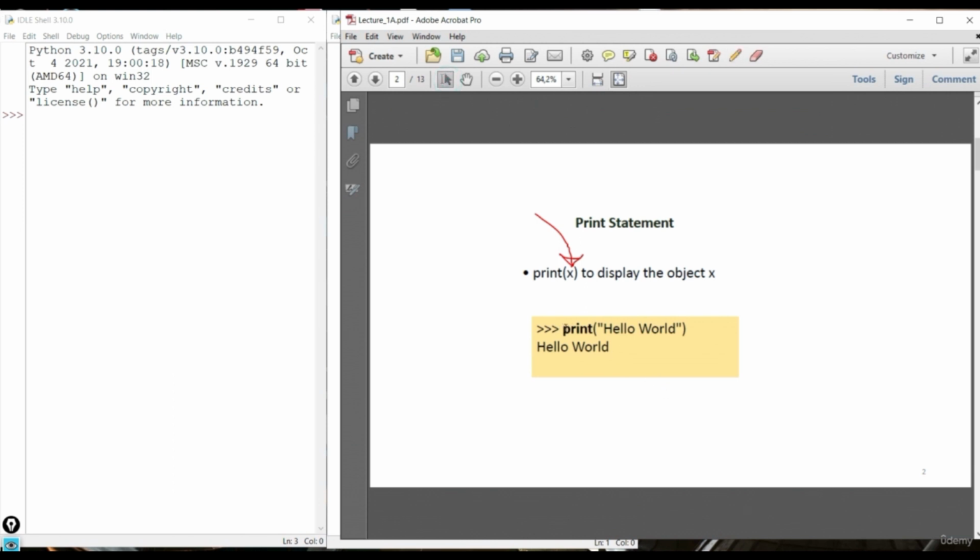In the Python shell, we have written print hello world. We can try it using the Python shell. If I type print hello world and press the enter key, I see the displayed text here. Hello world is displayed.